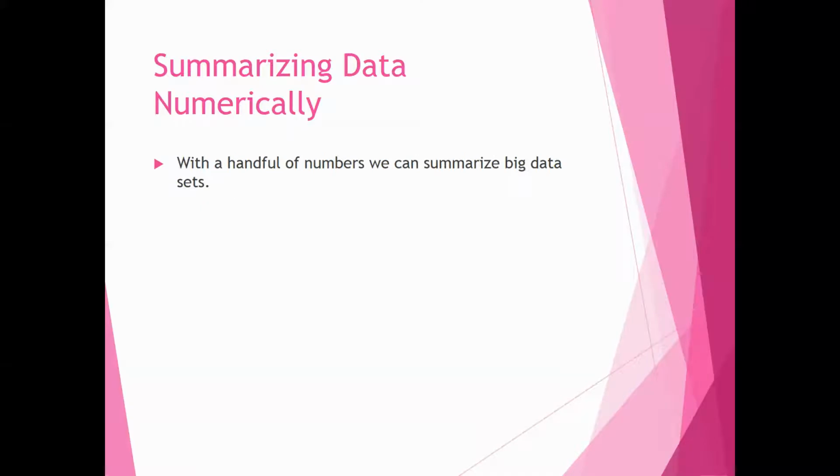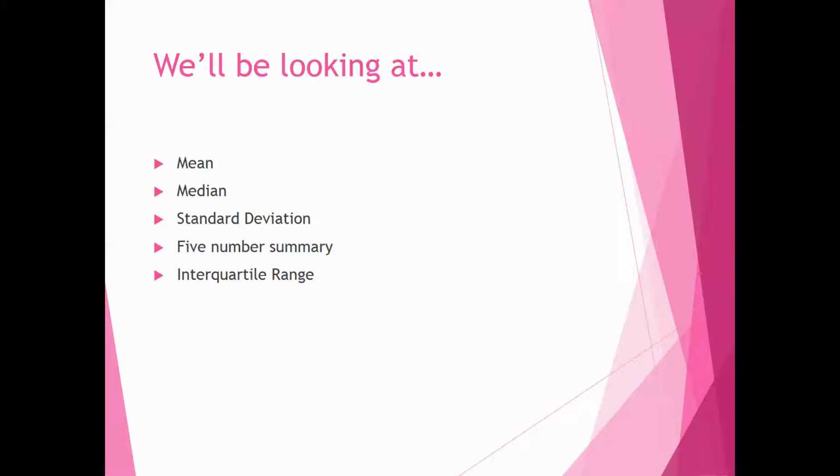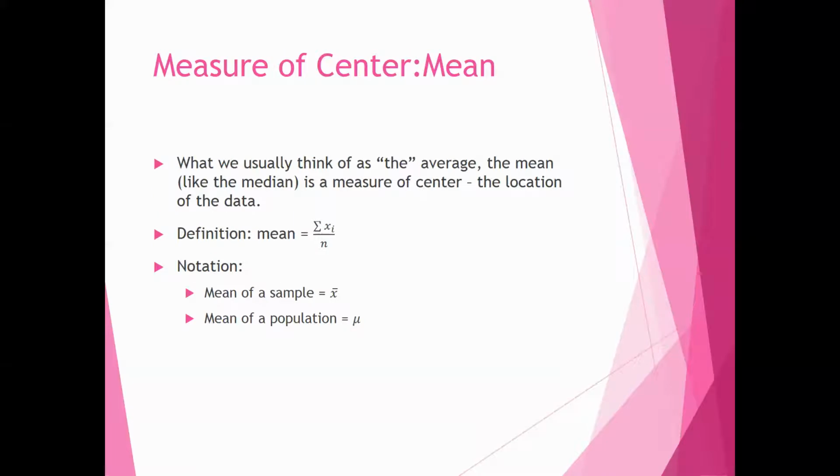And we can summarize data numerically with a handful of numbers. So we'll be looking at the mean, the median, the standard deviation, the 5-number summary, and the interquartile range. Now the mean is a measure of the center of where the data is, and it's what we usually think of as the average. In statistics, when we want to be careful, we talk about the mean. It's defined to be, well, what do you think of the average as? You add up all the numbers and divide by how many there are in the sample, or how many numbers you have. And that's just what this says in math talk.